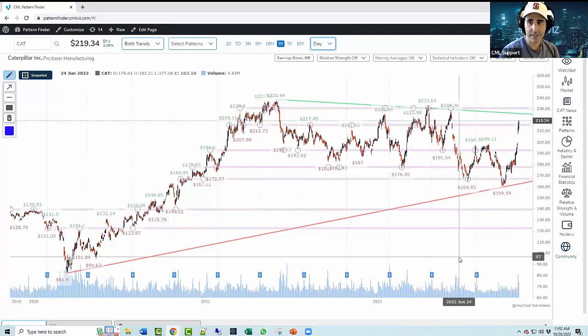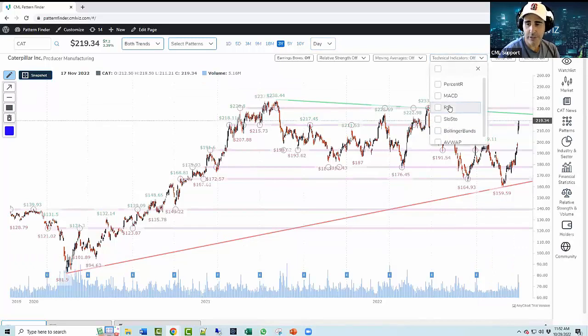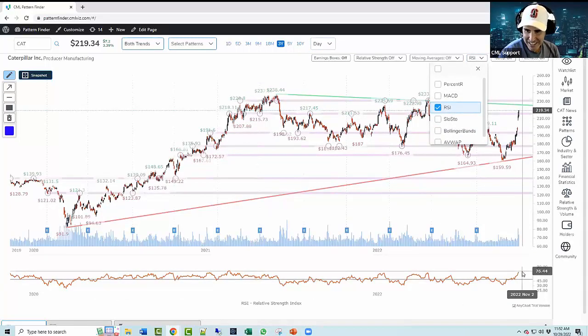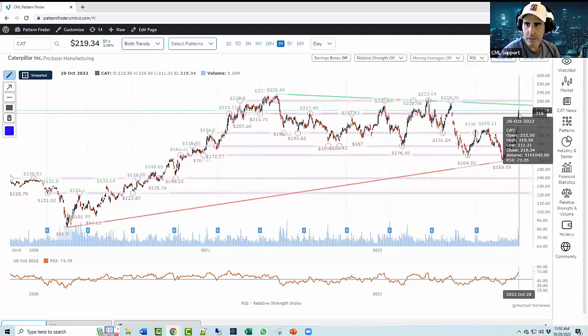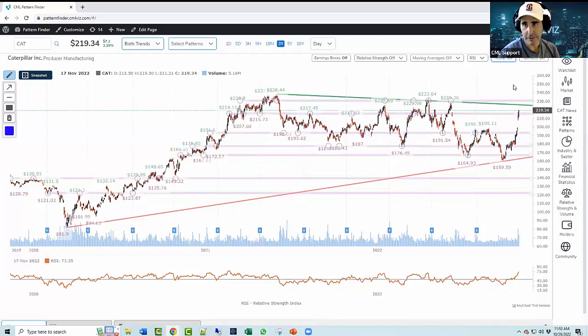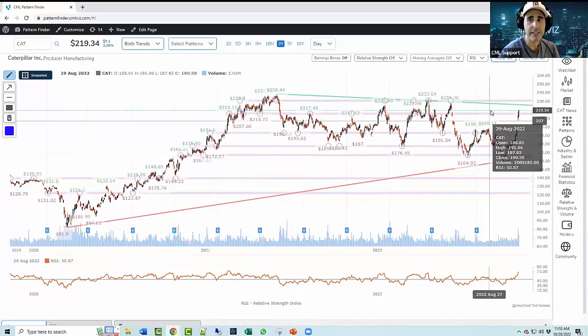But I'll tell you what else would have knocked this out. I'll bet you if I look at the RSI, I can almost guarantee you it's overbought. And the RSI is, yeah, it's over 70. Let me turn on my tooltip and close this. Yeah, you see the RSI 73.35. So this would have been a knockout for me. It's just overbought. It doesn't mean it's not going to keep going higher.